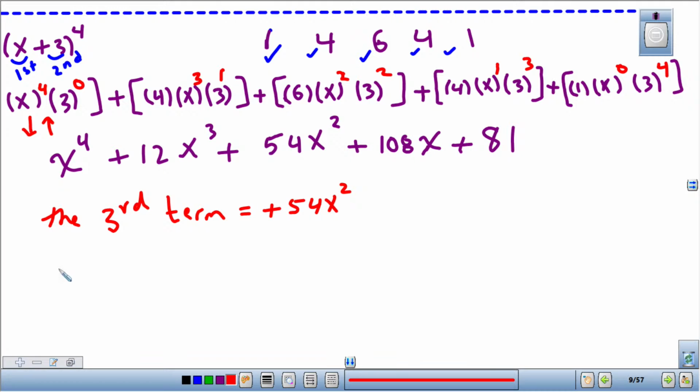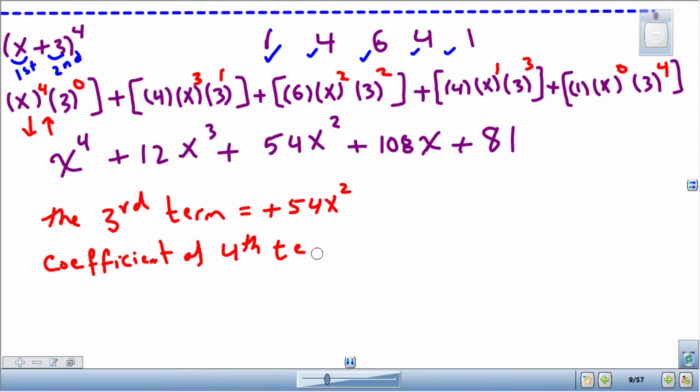Now, what is the coefficient of the fourth term? Yep, it is just that number. The coefficient means just the number. Okay. Term means the whole thing. Well, you guys are doing good.